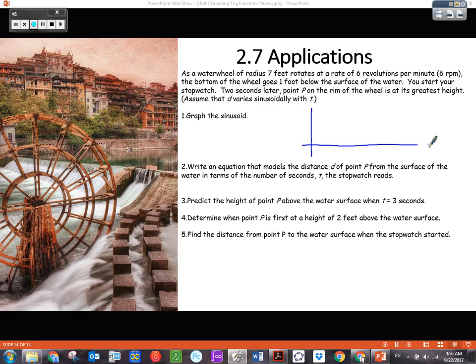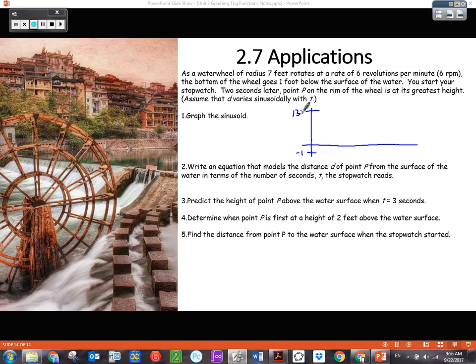It says the bottom of the wheel goes 1 foot below the surface of the water. So we are going to have a -1 here, using the x-axis as the surface of the water. The water wheel has a radius of 7 feet, so that means its height is 14 feet, right? If it's 1 foot below, then we count 14 up, and that would put the very top of the water wheel at 13. So we have our high and our low value.